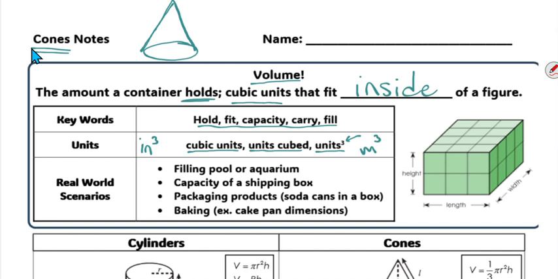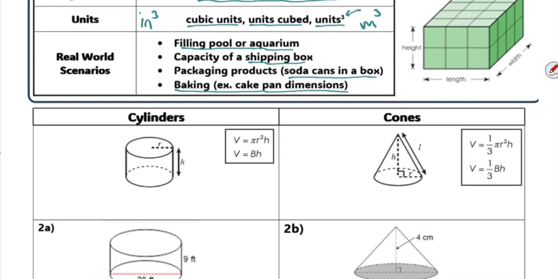When we're dealing with some real-world scenarios, you can be talking about filling a pool or an aquarium, the capacity of a shipping box, packaging products. So companies will want to package them very efficiently. They want to put as many soda cans in a box as possible. So the volume of that box and the volume of each can is important. Or we could be talking about baking, and we could be talking about the cake dimensions. That's just a few examples that you might see.